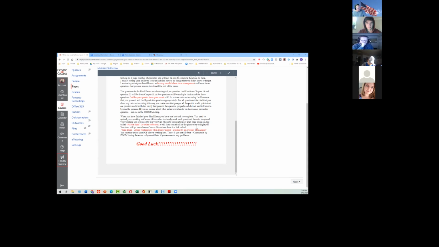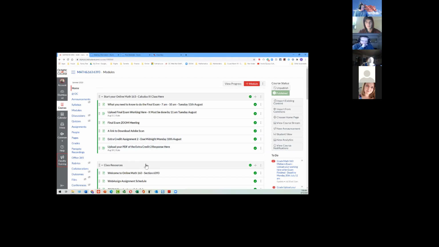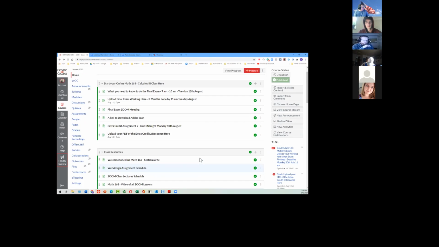Right, the usual: when you're finished, scan it. I've given you some links to Adobe Scan, but you can use whatever you've done before and upload it into Canvas, and there'll be a Canvas page waiting for you. So that's that done. Upload final exam working here. That'll be the link that you'll use for your final.